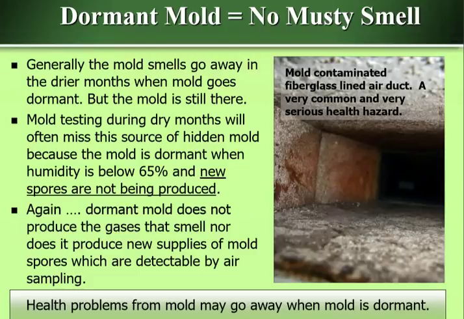Dormant mold equals no musty smell. Generally, the mold smells go away in the drier months when mold goes dormant, but the mold is still there. Mold testing during dry months will often miss this source of hidden mold because the mold is dormant when humidity is below 65% and new spores are not being produced. Again, dormant mold does not produce the gases that smell, nor does it produce new supplies of mold spores, which are detectable by air sampling. Health problems from mold may go away when mold is dormant. In this picture right here, it shows a mold-contaminated fiberglass-lined air duct, which is a very common and very serious health hazard.